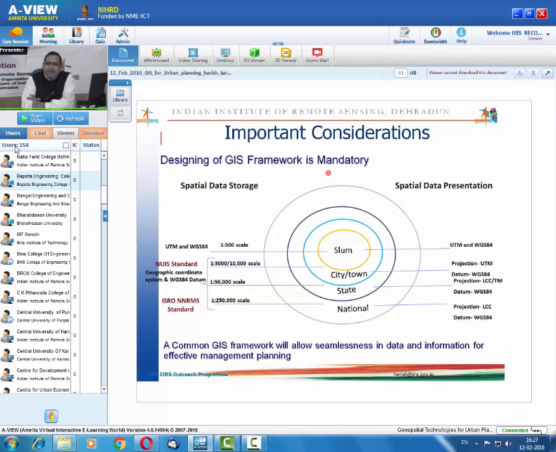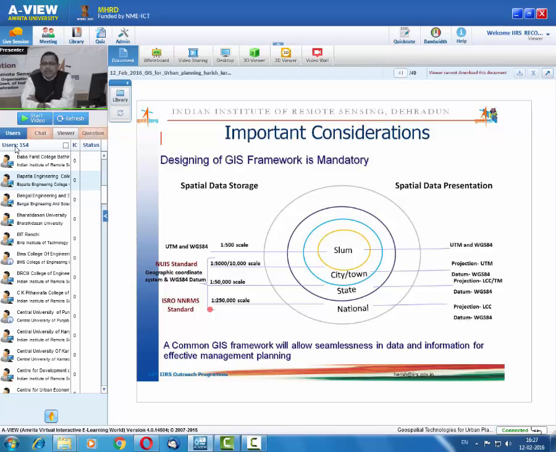When you have any plan for how to use GIS for urban planning, designing a framework is very, very important. Here in this particular slide, I am trying to explain what we mean by framework. You can see the framework is very important, right from national to slum level studies. For national level planning, if you are creating maps or a GIS, we are generally talking about a scale of 1:250,000.